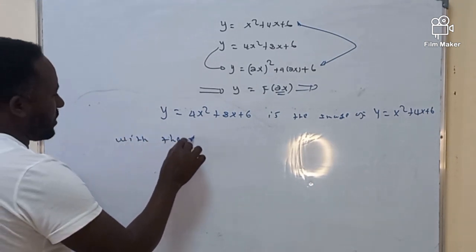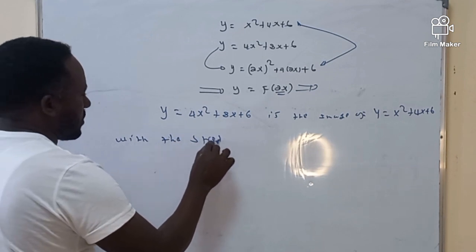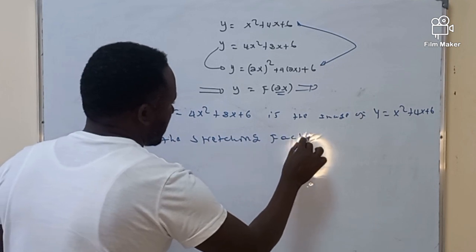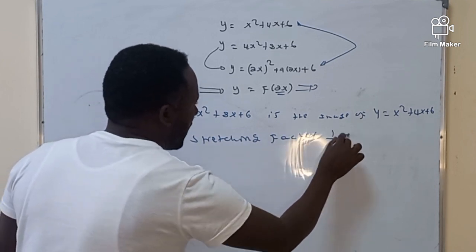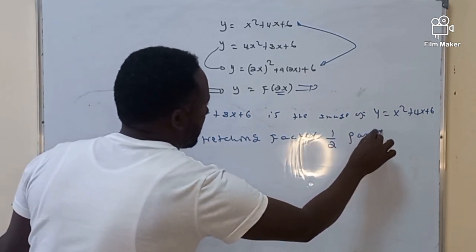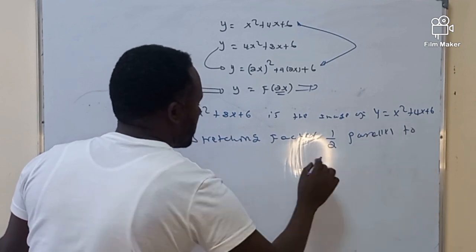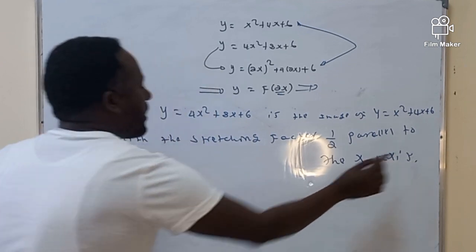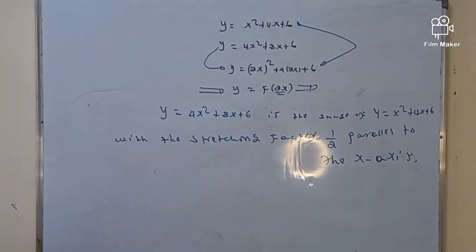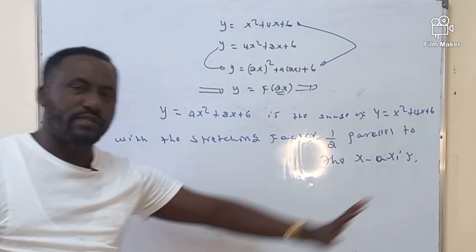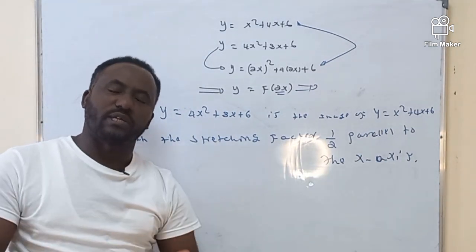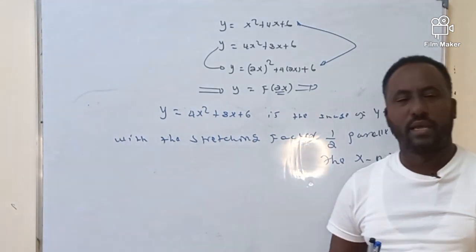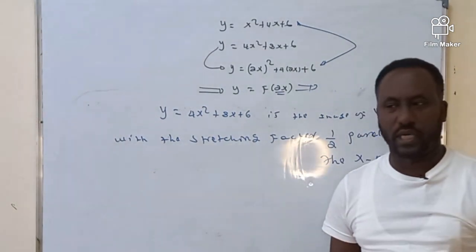It is the image with a stretching factor 1 over 2 parallel to the x-axis. You see, the single transformation here is a stretching. What kind of stretching? Because you know that there are two ways of stretching: vertical stretching and horizontal stretching.